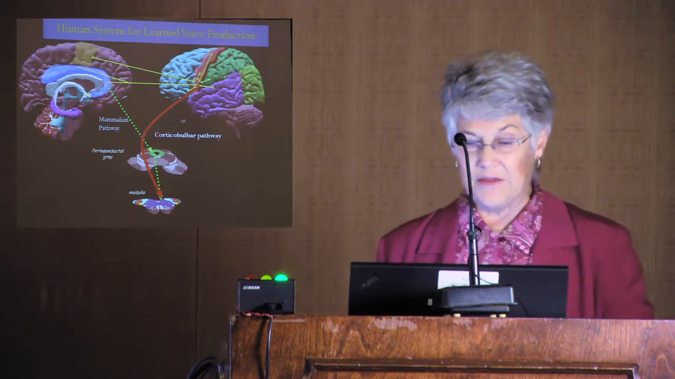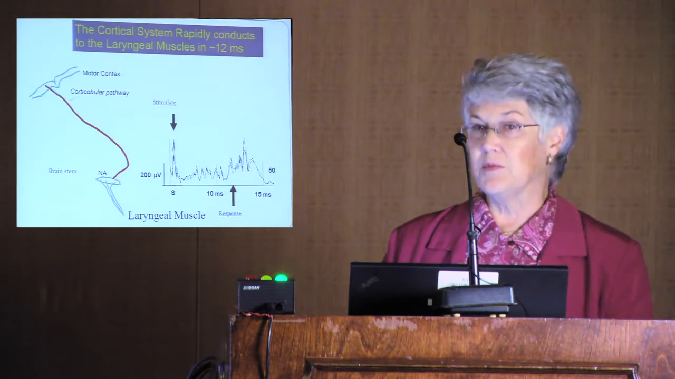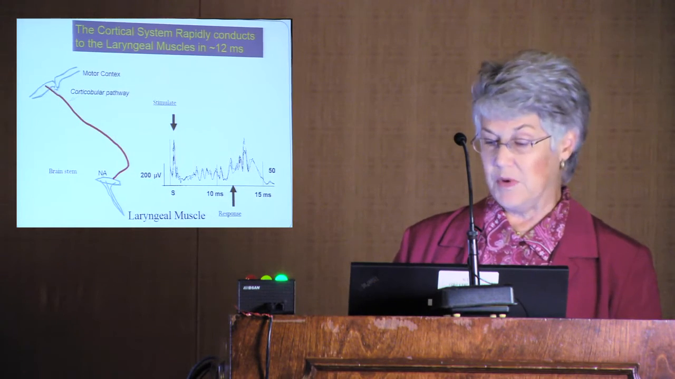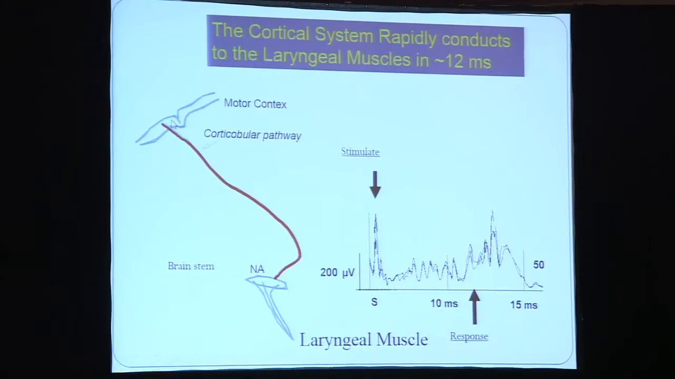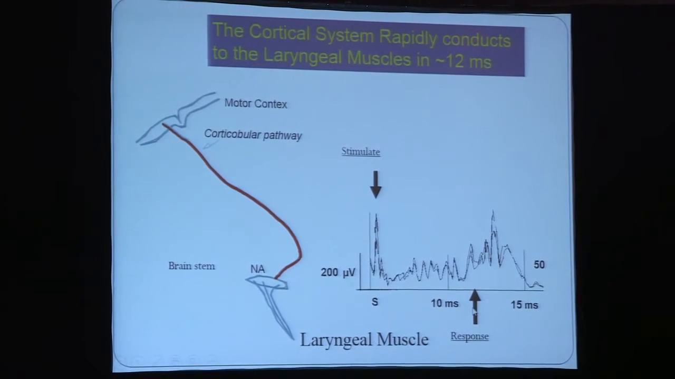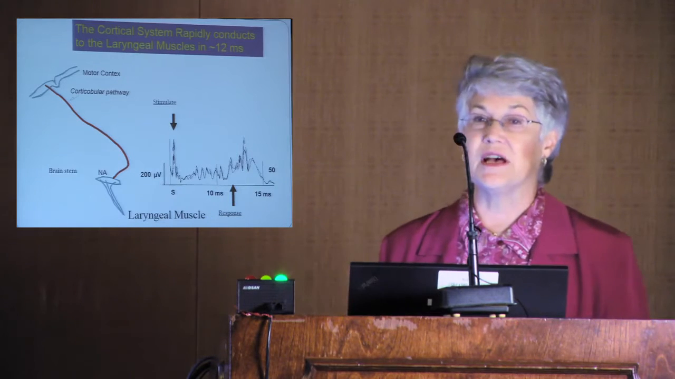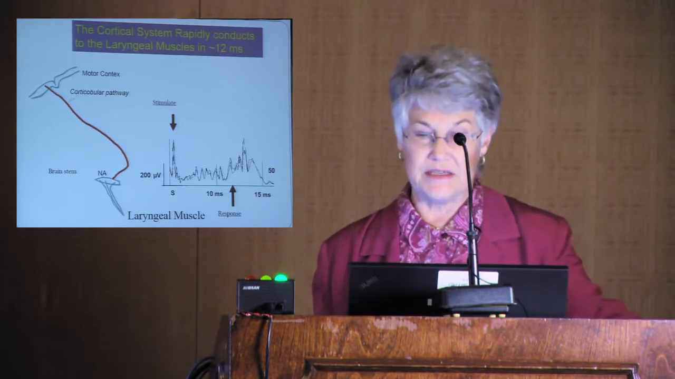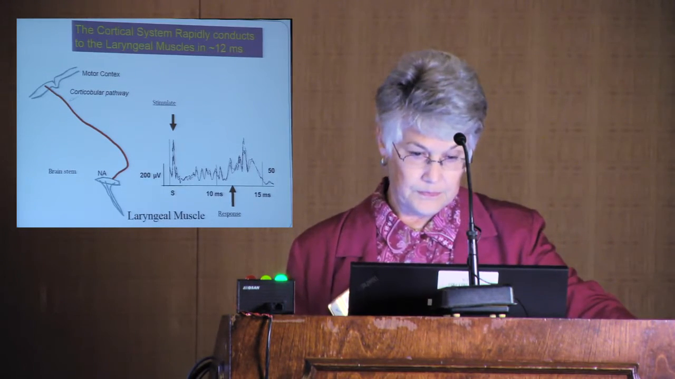This direct pathway can be seen if you stimulate the brain in an awake person. You can produce a response in a laryngeal muscle within 12 milliseconds. This is a very short time and shows the direct communication from the cortex down to the laryngeal muscles in that very short, rapid time. That allows us to be able to control these laryngeal muscles very precisely in time.